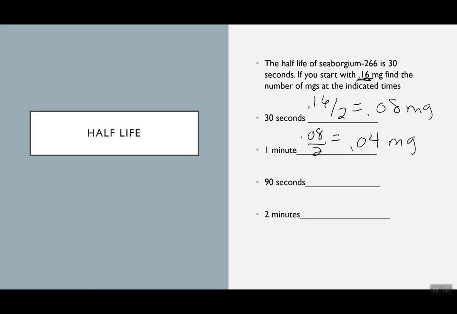So I'm hoping you're starting to get the idea of half. I have half as much. So at 90 seconds, which is 30 more seconds passed, over 2, you get 0.02 milligrams. And then the last one, I divide by 2, and it's 0.01. So as long as the period of time between each of our calculations is the half-life, I can just divide by 2. So half-life is just half. That's all I want to know is half as much.